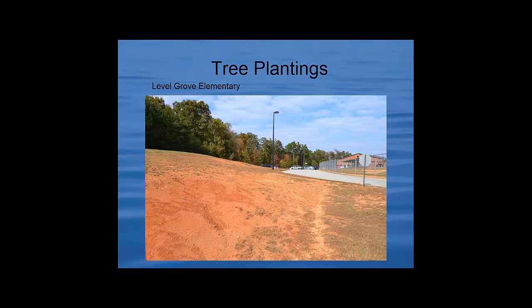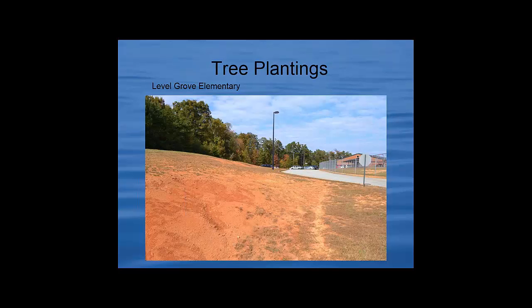Here, you've got bare red clay. It's effectively like concrete from a hydrologic standpoint. No organic matter, nothing can grow on it. So how do you fix something like this? Well, it's not easy and it takes time. The best time to try and plant a tree, someone has said, was 20 years ago. The next best time is now.